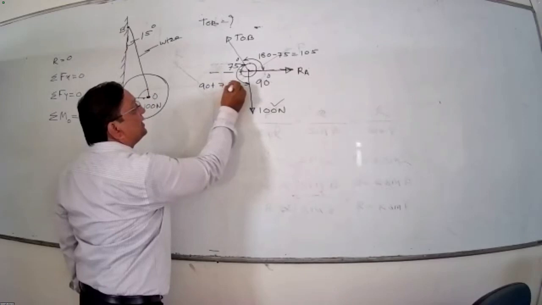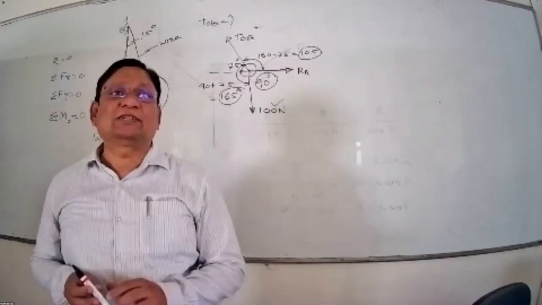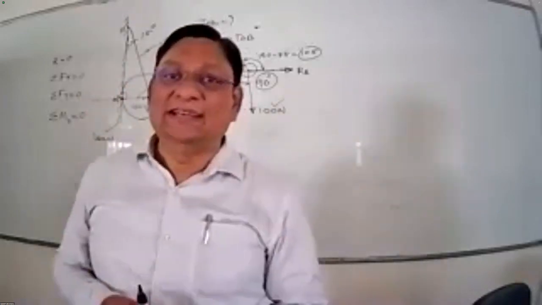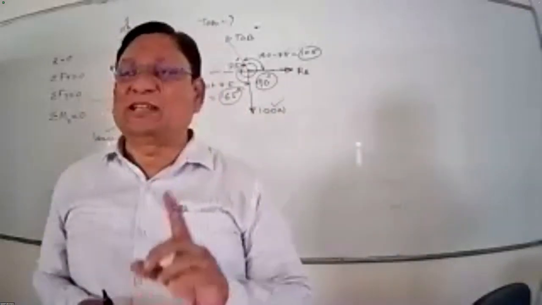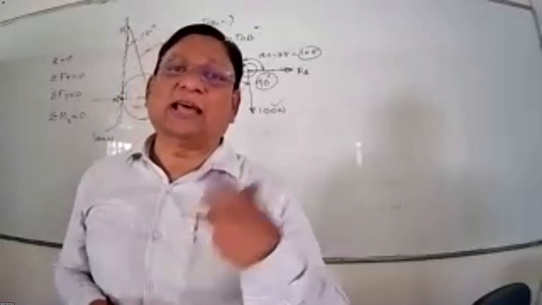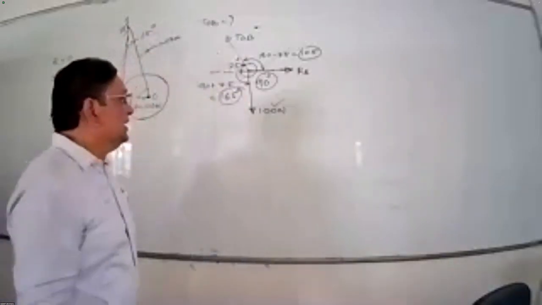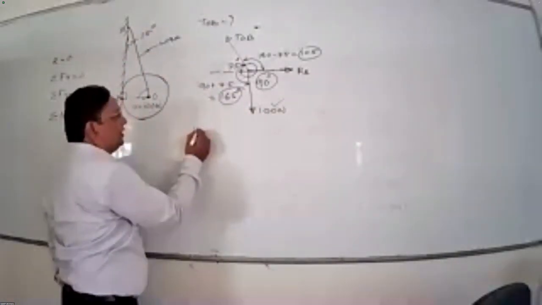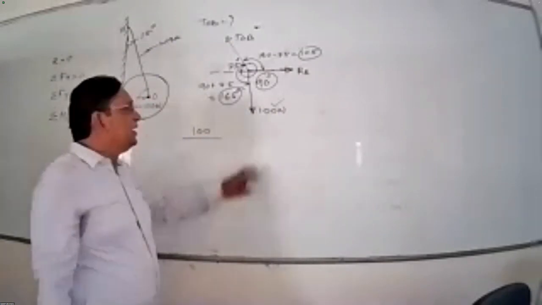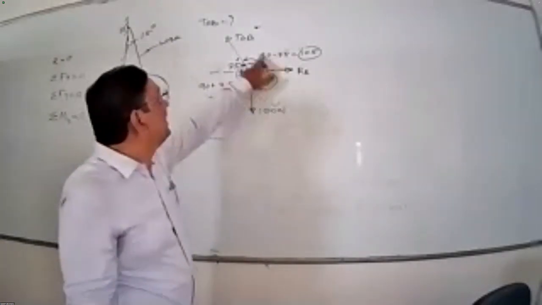Lami's theorem: if a body is in equilibrium under the action of three concurrent forces, then each force is directly proportional to the sine of the angle between the other two forces. Let us start here. Now 100 Newton is there. Which forces are opposite to the 100?